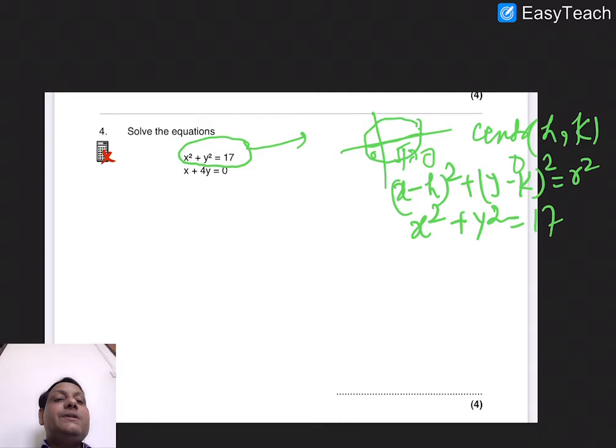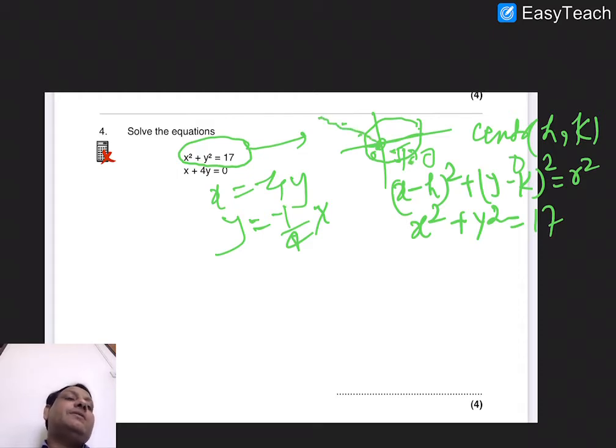Now, the second equation is x is equal to minus 4y, or y is equal to minus 1 by 4 x. So, when x is 0, y is 0, and when x is 1, then y is minus 1 by 4, somewhere there. So, this line is going to go like that. The points of intersection, I am just going to show, are one here and one here. So, these 2 points we are going to find.